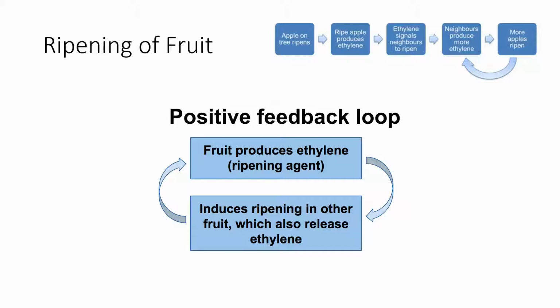So what happens is one particular fruit on a tree ripens. Well, that fruit produces something called ethylene. Ethylene is involved in signal transduction or cell signaling, and what it does is it turns on a whole host of genes inside the cells of a fruit that will cause it to ripen. So that'll break down starch, release sugars, usually a color change will be involved.